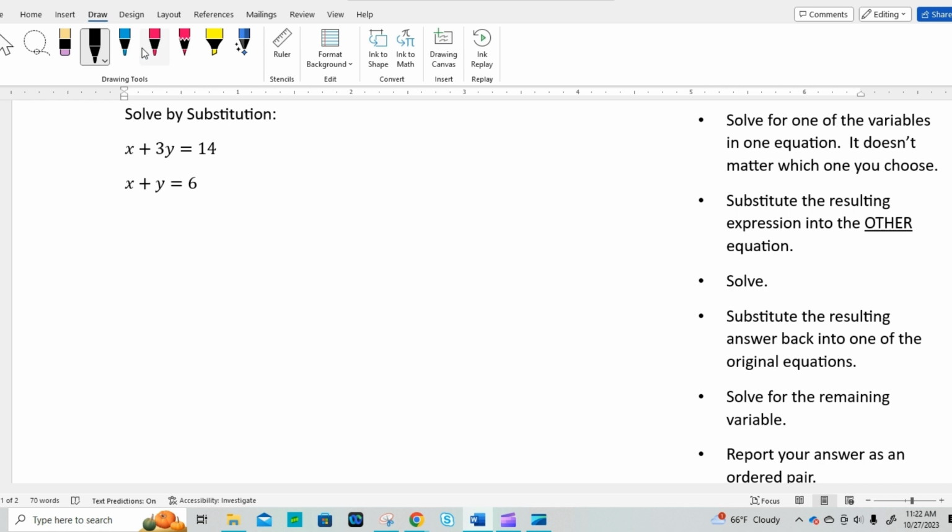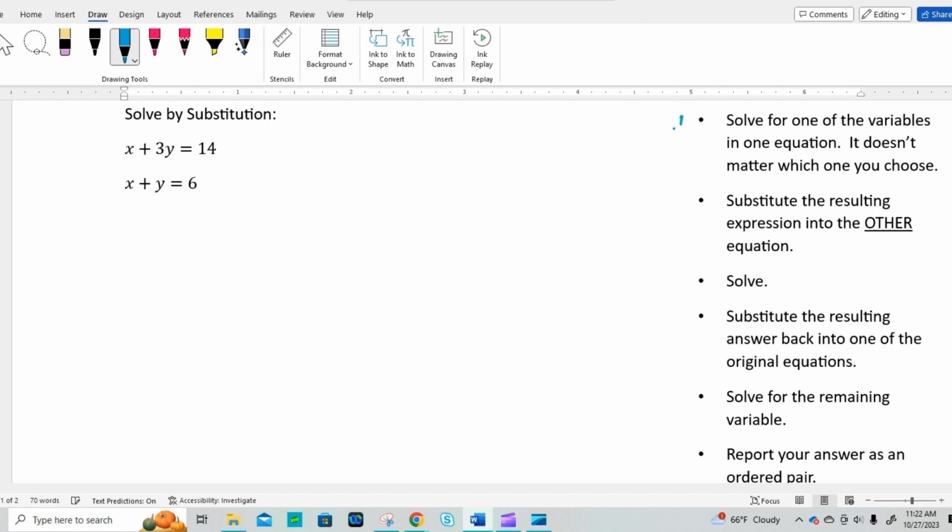So my first step says I have to solve for one of the variables in one equation, and it doesn't matter which one. So this time I don't have one of the variables solved for already. So I want to see what my best option is. Now I have 4 valid options. I could solve for the x or the y in the first equation, or the x or the y in the second equation.